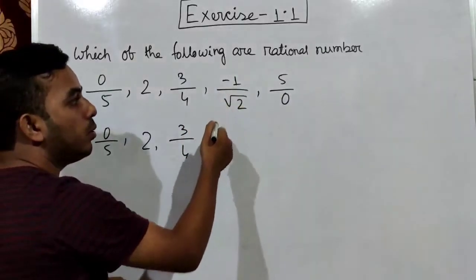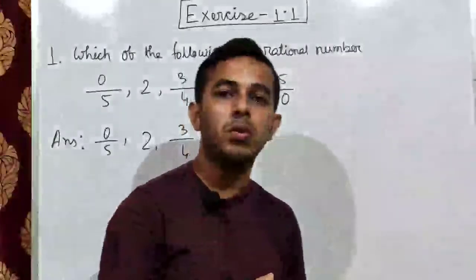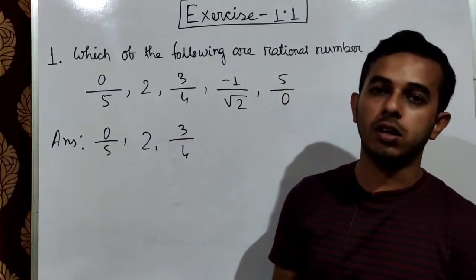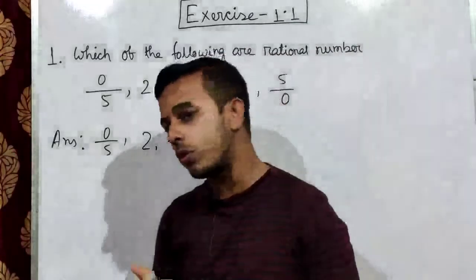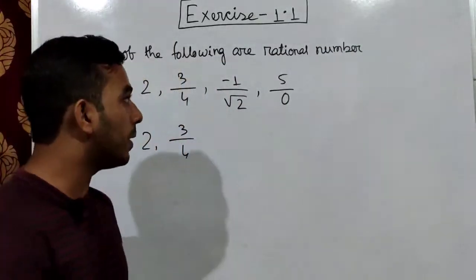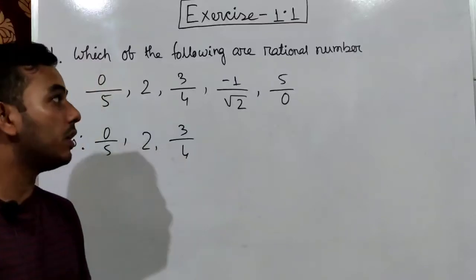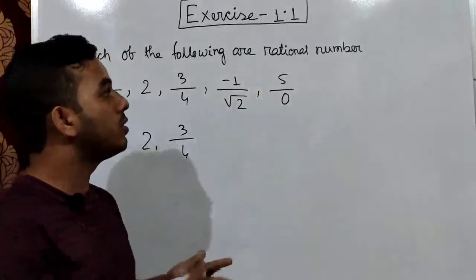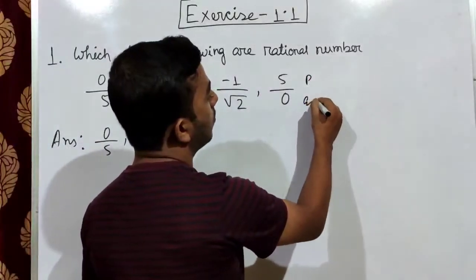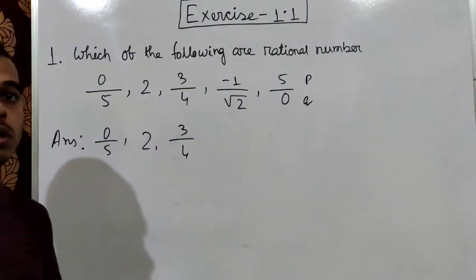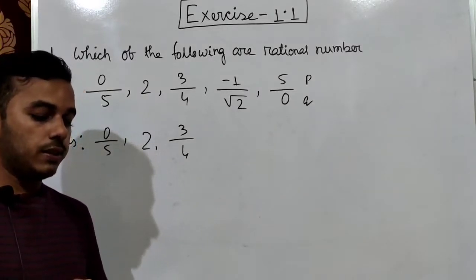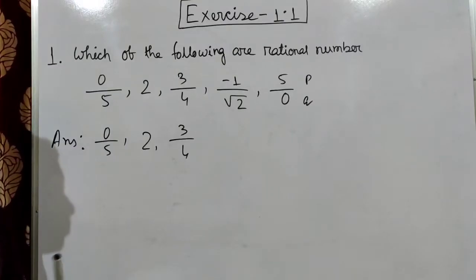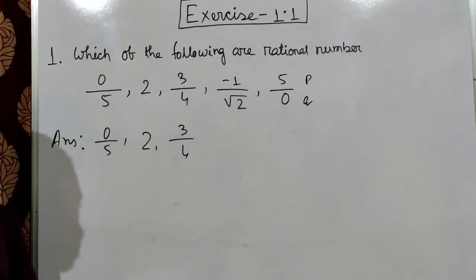Then minus 1 by root 2. Is root 2 an integer? No, root 2 is not an integer, because we know integers are minus 2, plus 2 and so on. Root 2 is not an integer, so minus 1 by root 2 is not a rational number. Then another is 5 by 0. Suppose this is p and this is q. Here q equals 0, so it doesn't satisfy our condition, that is q not equal to 0. So 5 by 0 is not a rational number.